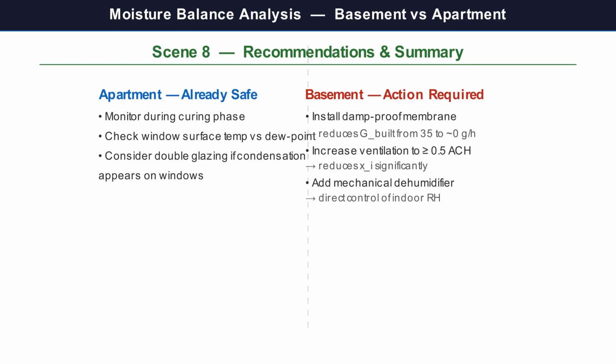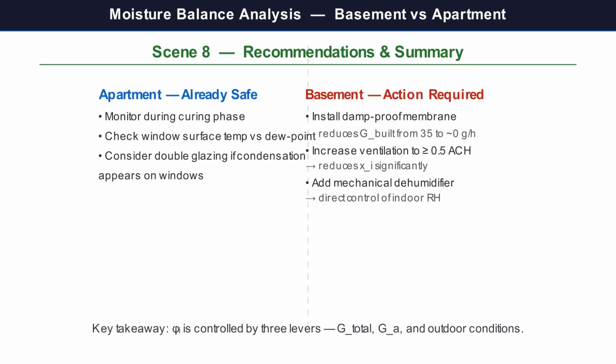Third, a mechanical dehumidifier provides direct control and is particularly useful during periods of high occupant activity such as cooking and showering. The key engineering insight from this comparison is this: the indoor relative humidity is controlled by 3 levers. The total moisture generation rate G-total, the ventilation air mass flow rate Ga, and the outdoor conditions, which set the baseline Xe. When all 3 are unfavorable simultaneously, as in the basement, the risk compounds rapidly. The mass balance equation makes this visible and quantifiable.